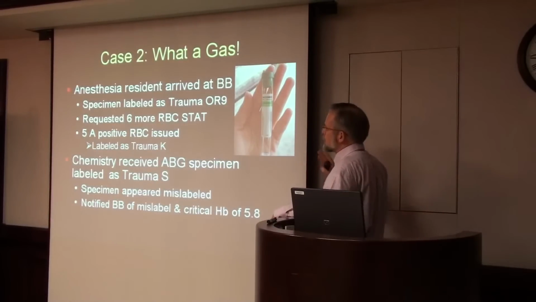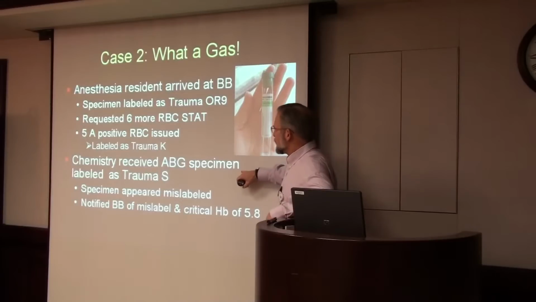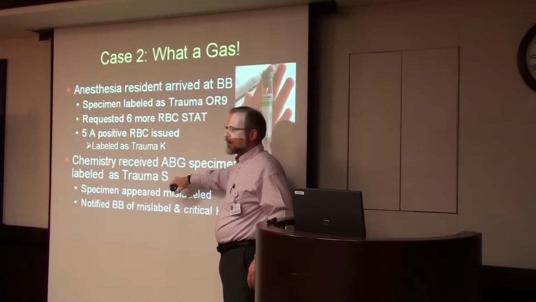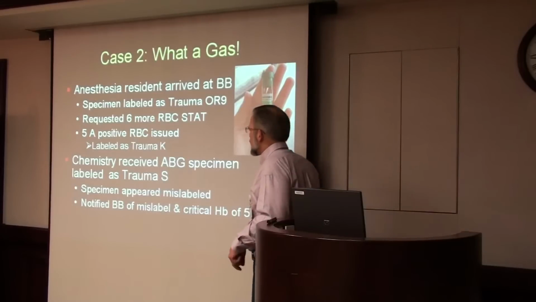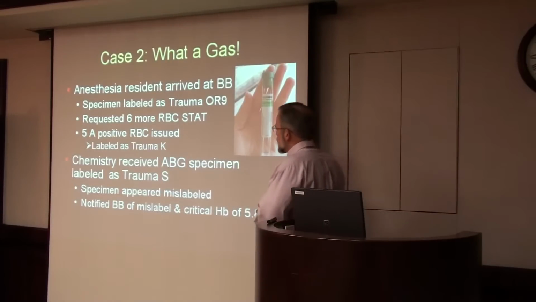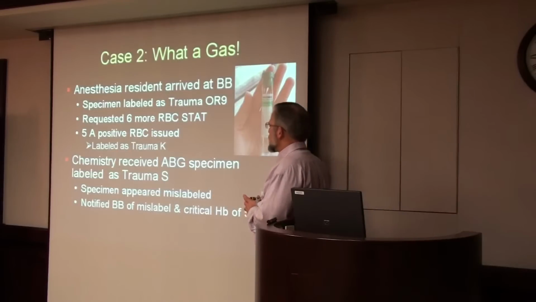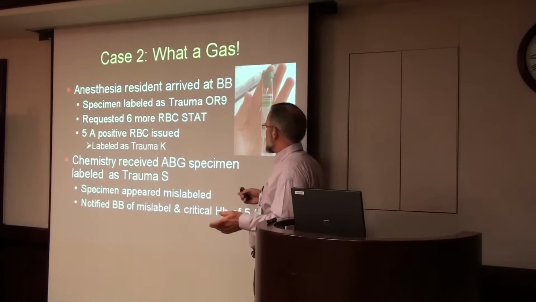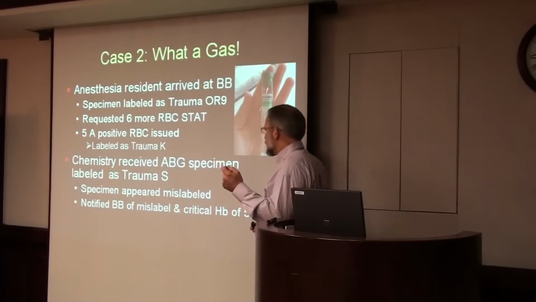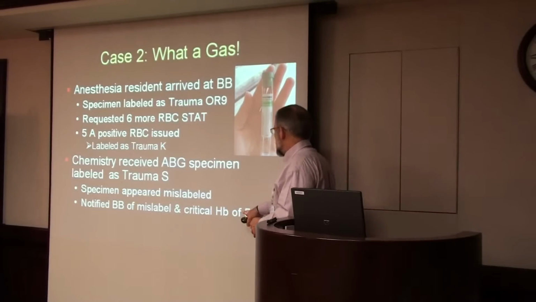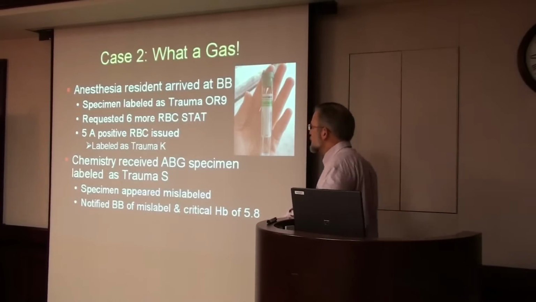About the same time as the resident left the blood bank window to go back up to the OR, we got a stat blood gas specimen from the OR, but this one was labeled as trauma S, and this is the patient that we thought had died. The blood bank looked at the label and felt that it had been mislabeled. And so they immediately notified the OR that we thought we had a mislabeled specimen that had been written over, and also that there was a very critical hemoglobin of 5.8.